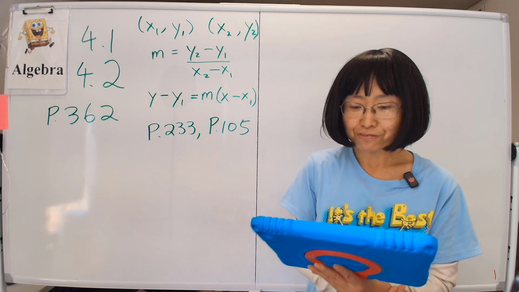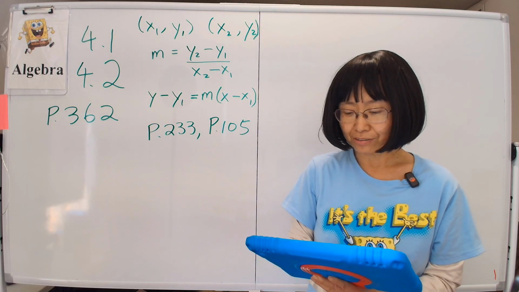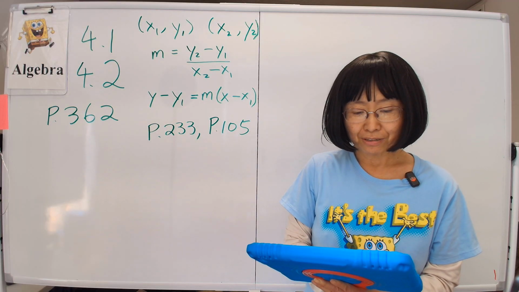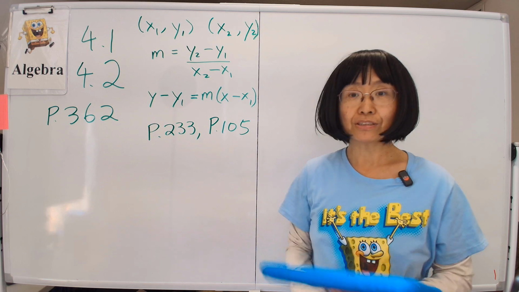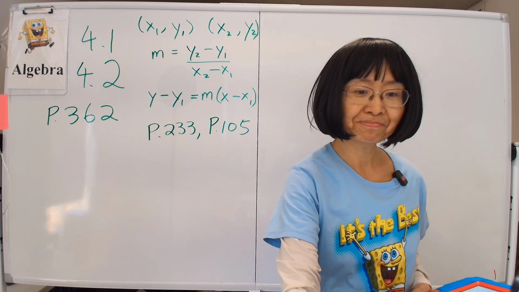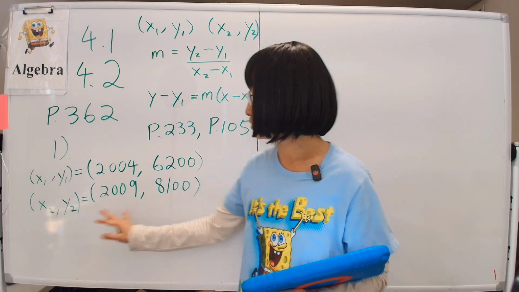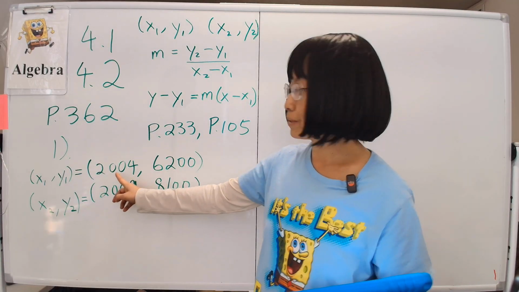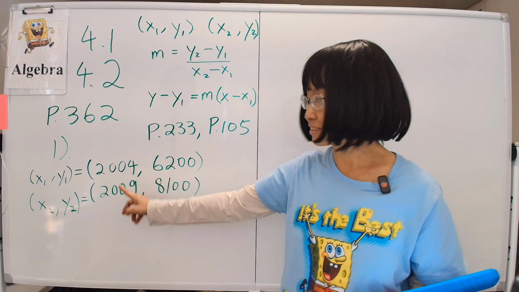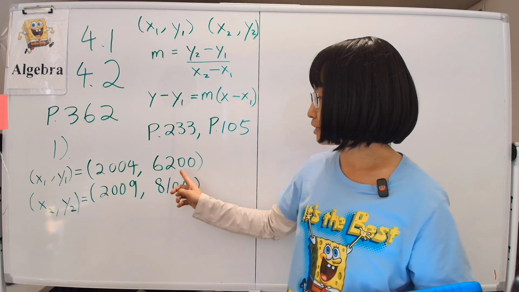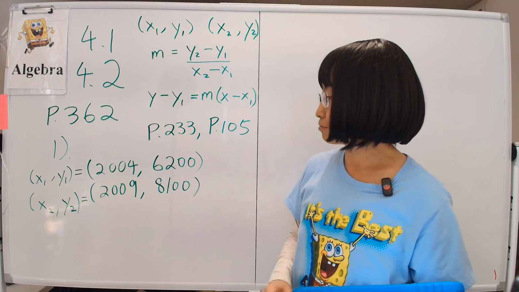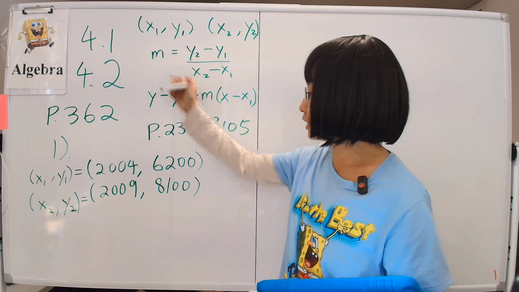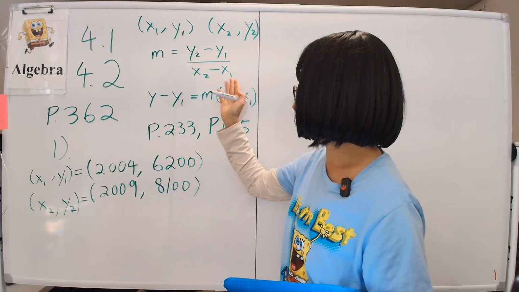Now, in 2004, the population was 6,200. In 2009, the population is 8,100. So you need to predict the population for 2013. So I have the information written down here. The year will be x1 and x2, and the population will be y1 and y2. So to write this equation, our first goal is to calculate m, which follows this formula.